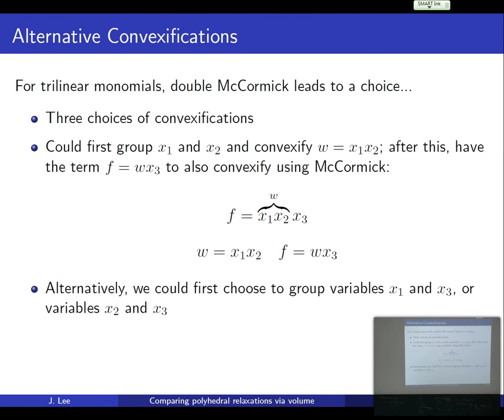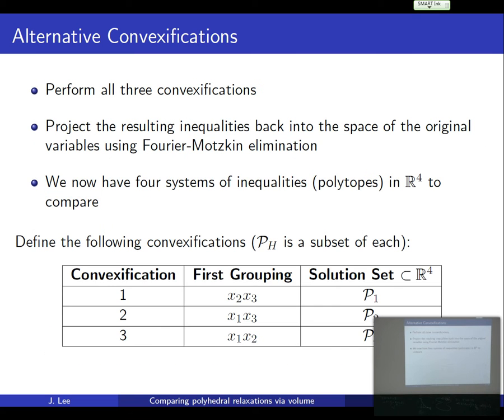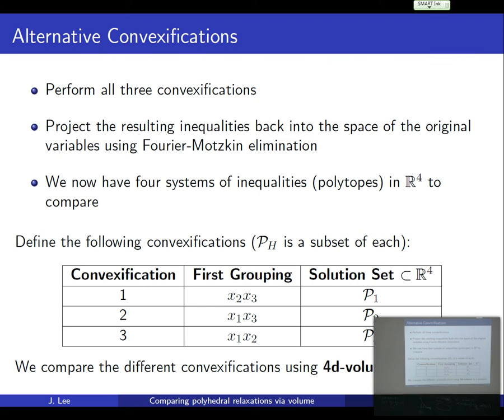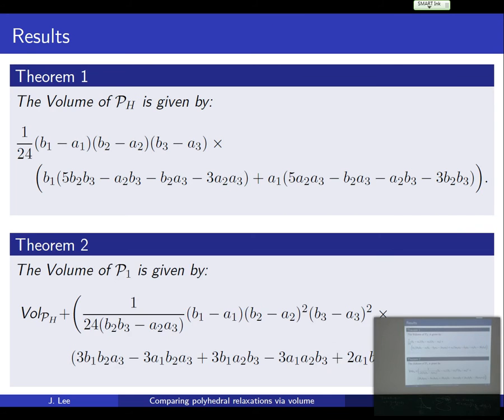And I want to compare it also to the volume of the convex hull of the 8 points. So I'm going to call the 3 polytopes P1, P2, P3. P1 means group x2, x3 first, do the double McCormick, project out the auxiliary variable w. That's my set P1, similarly for the others. So the subscript is the variable that's not being grouped. I want to compute the volumes of those 3 sets and the volume of the convex hull of the 8 points. So here they are.